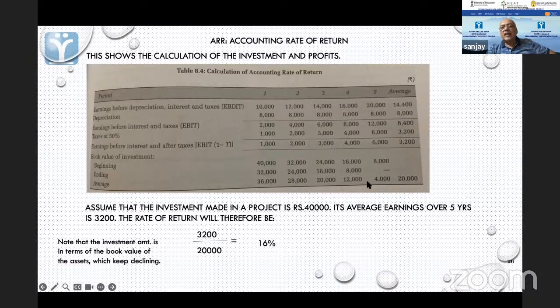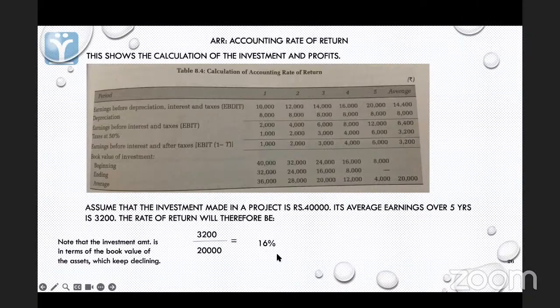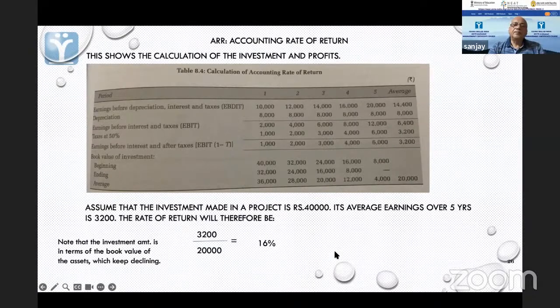You do this exercise for all 5 years. You'll have 36, 28, 20, 12, and 4. Get the average, it's 20,000. Now we know how we got our figures, 3,200 and 20,000. And we know that our return is 16%. So this is the way we actually calculate the accounting rate of return.